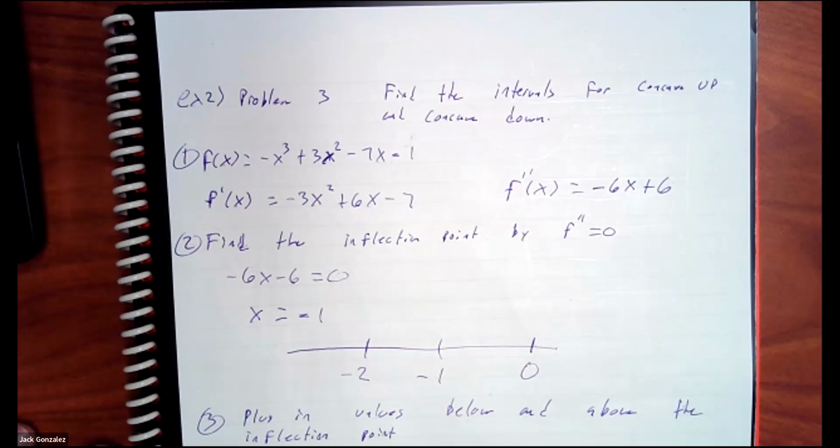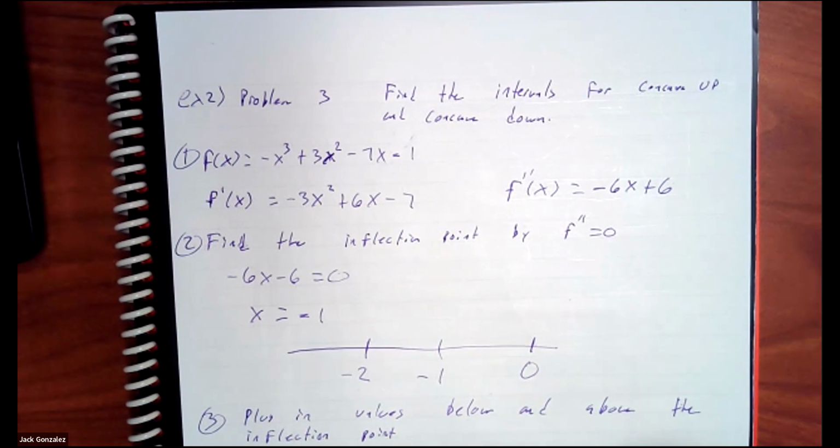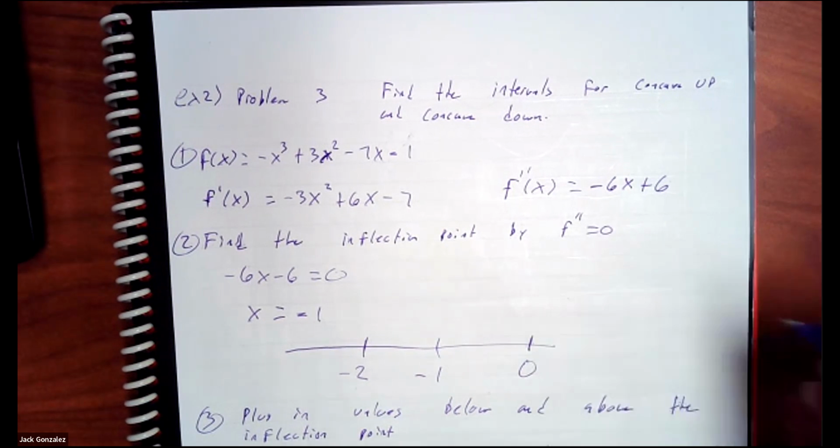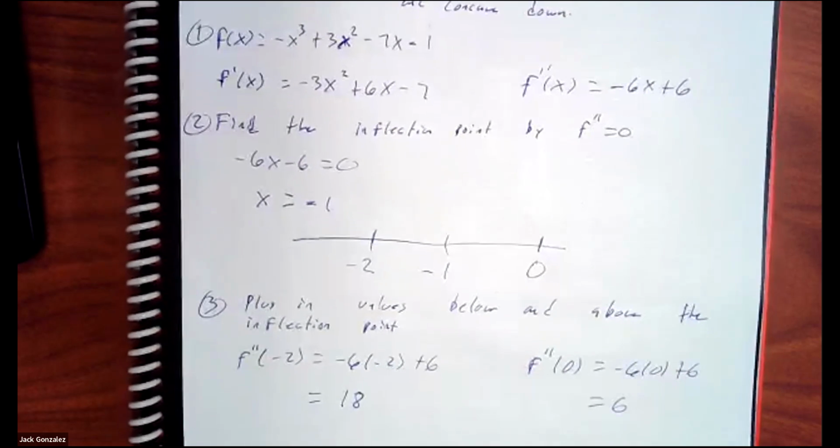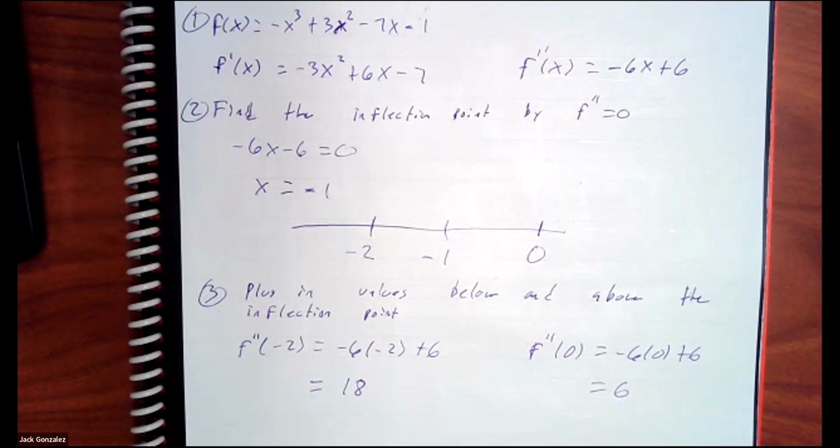Okay. So F double prime at negative 2, that would be negative 6 times negative 2 plus 6, which would be 12. No, 18. F double prime at 0 would be negative 6 times 0 plus 6, which would be 6. So what does that mean? Is that right? Did I mess that up?